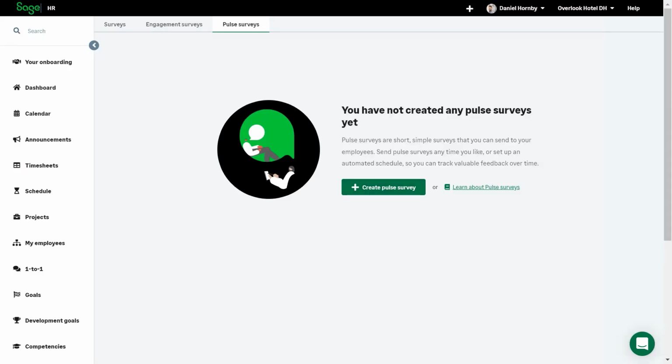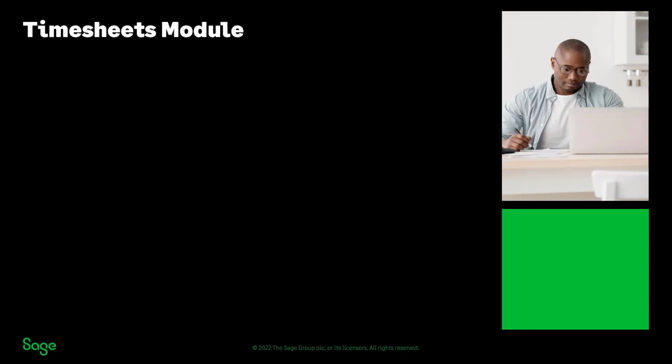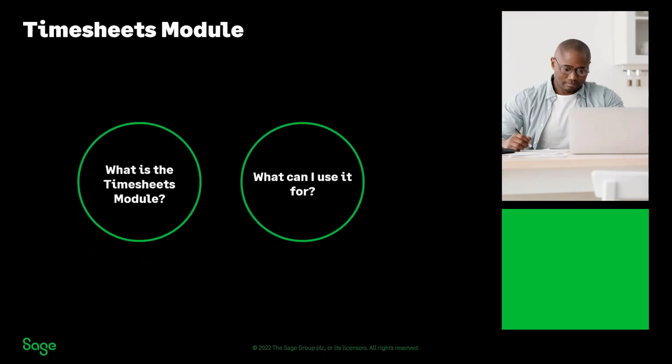So again, that is the performance module. The next part that we're going to be looking at, the timesheets module. The timesheets module in Sage HR is a cloud-based method of allowing your employees to enter their working hours onto a timesheet. Employees will be able to use timesheets to adjust their hours worked, submit that to their manager for approval, and that can be done either via the browser or the mobile app, and then reported on to help payroll pay your employees.